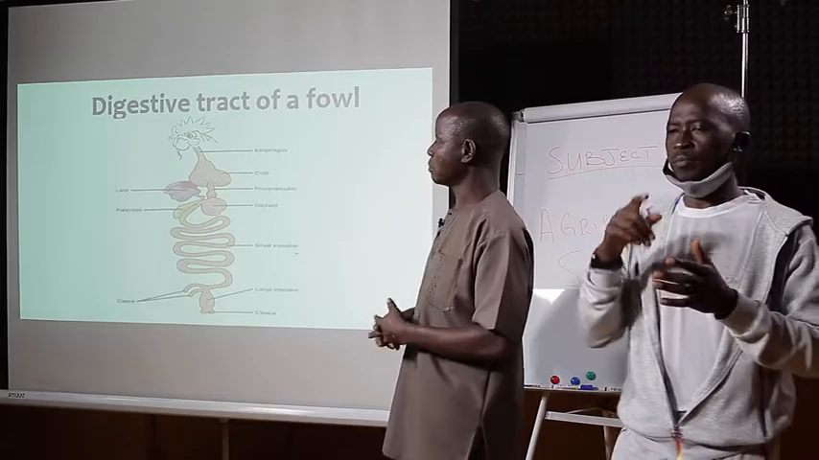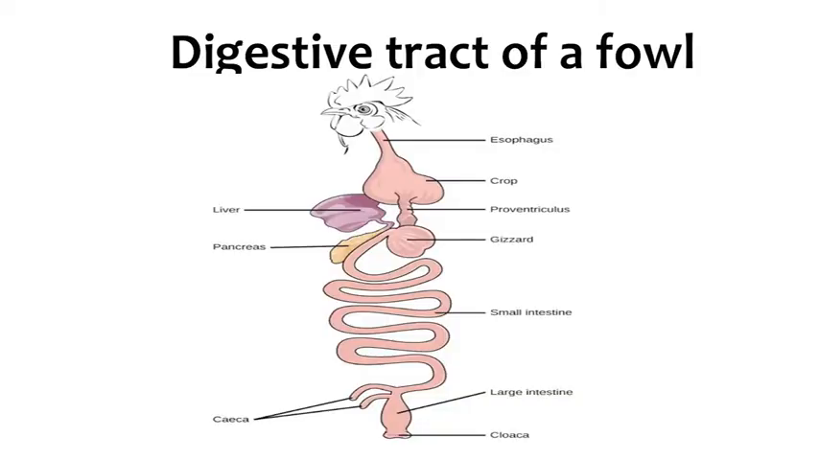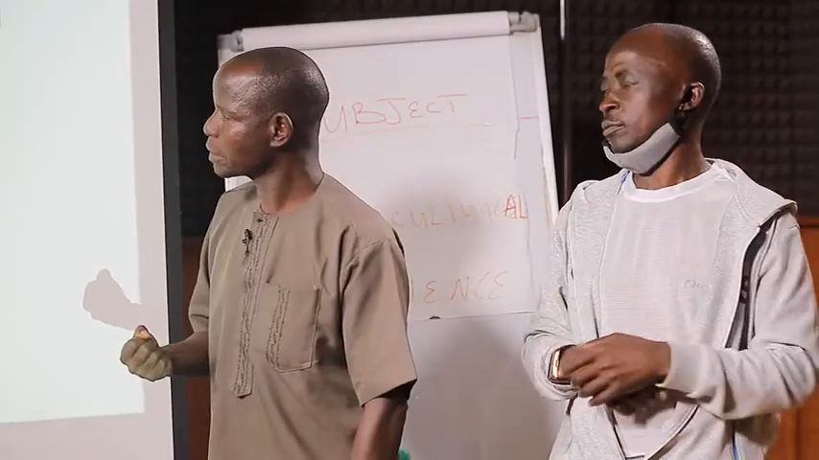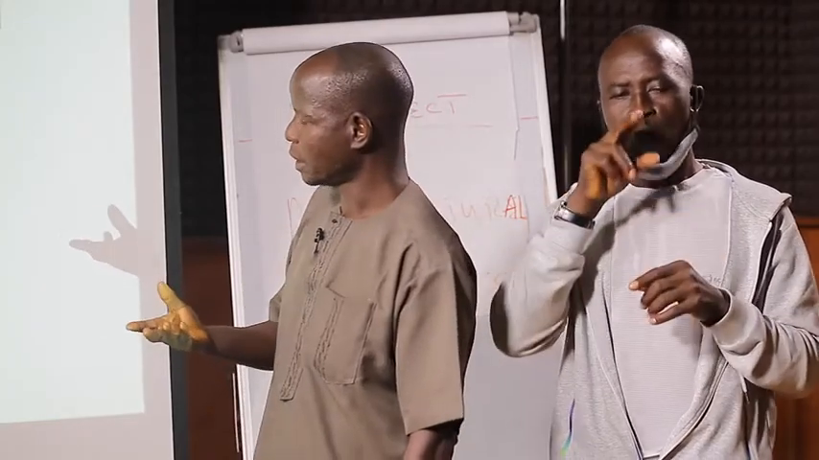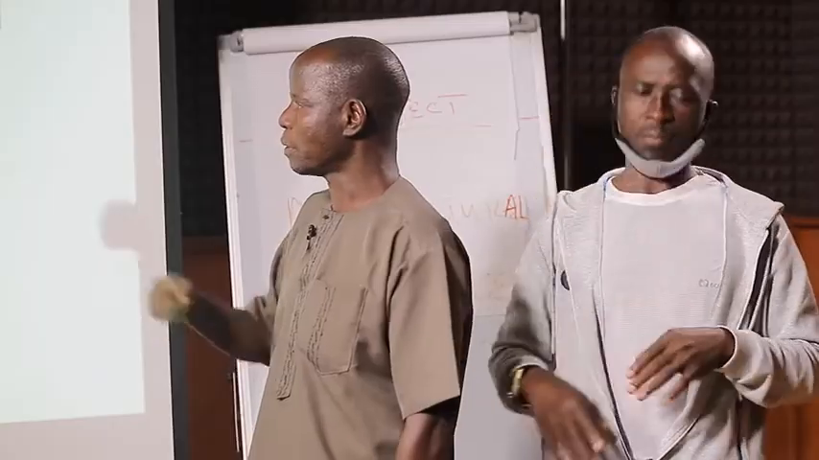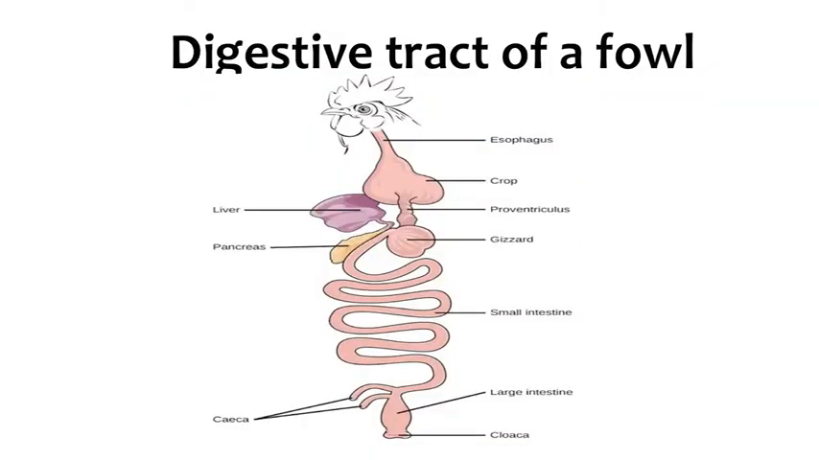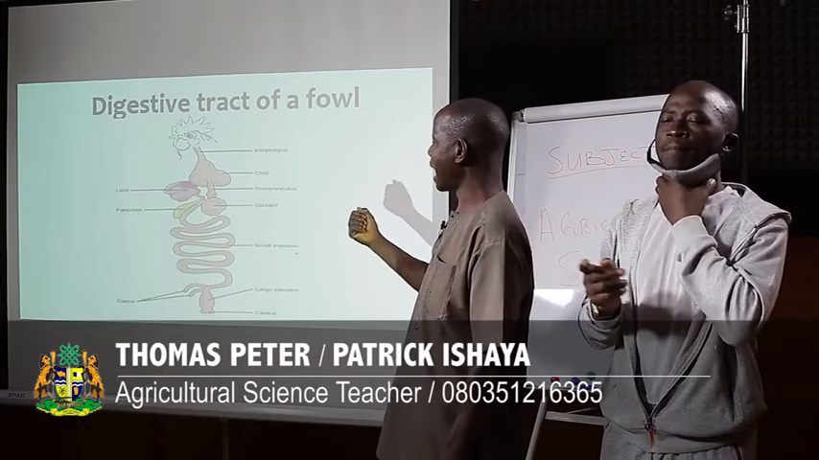Digestive tract of a fowl. This is a diagram of the digestive tract of a non-ruminant animal. You can see in birds, birds have no teeth, but rather have a beak. They just pick the grains, whole grains, and swallow. You can see the esophagus near the throat. From the esophagus, the feed drops in a projection at the neck region, known as the crop.